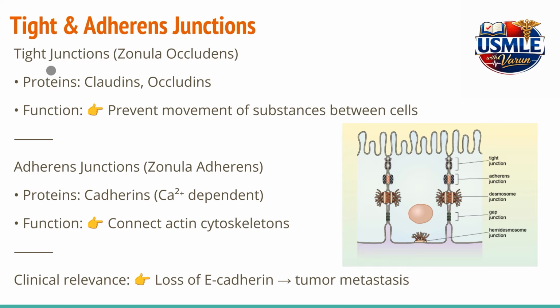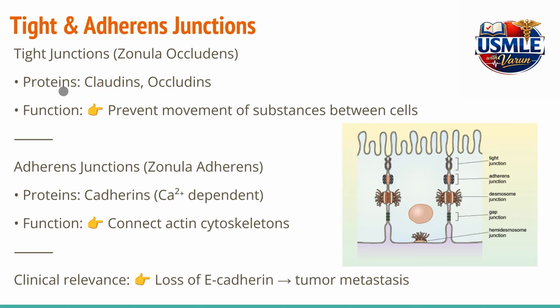So, tight junctions or zonula occludens. Whenever these junctions are affected, this could lead to tumor metastasis. The main role of tight junctions is to maintain and prevent movement of substances between cells.